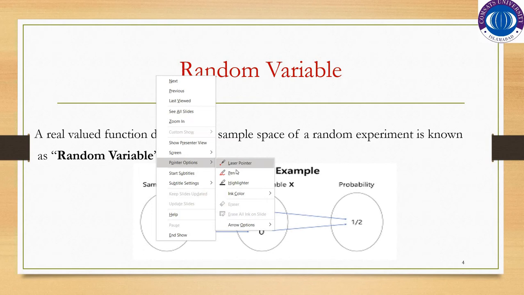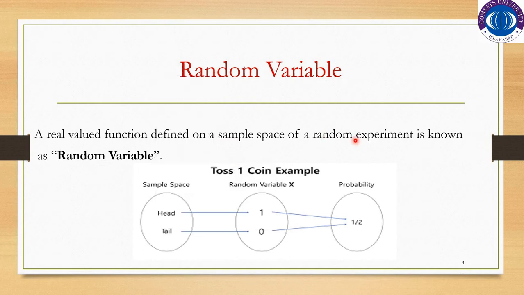What is a random experiment? We have studied that any experiment, any procedure, any process that is repeated under uniform conditions and gives more than one outcome, and the outcome is not known, not predictable, that is a random experiment. What is sample space? All the possible outcomes of a random experiment is the sample space.